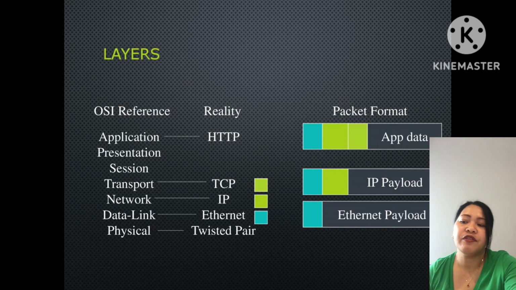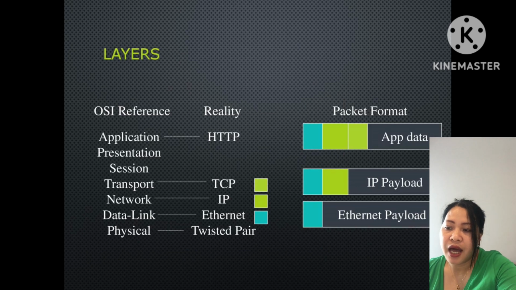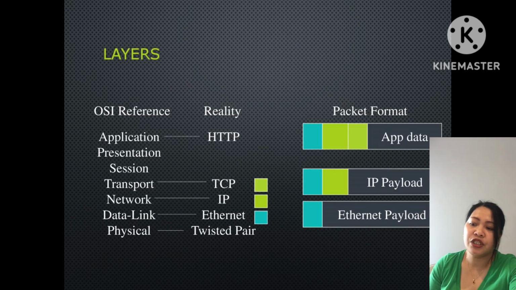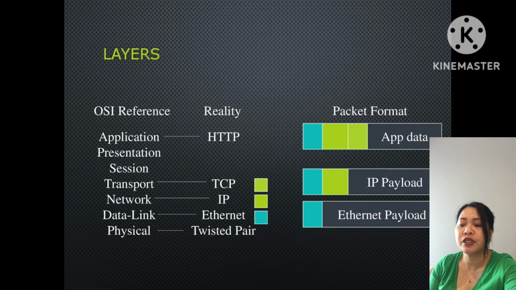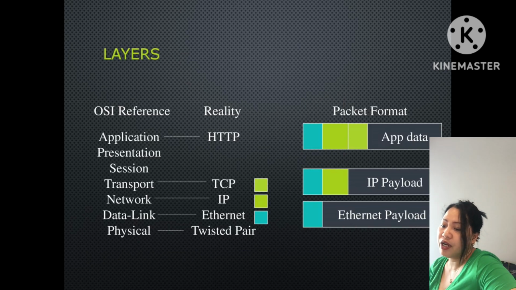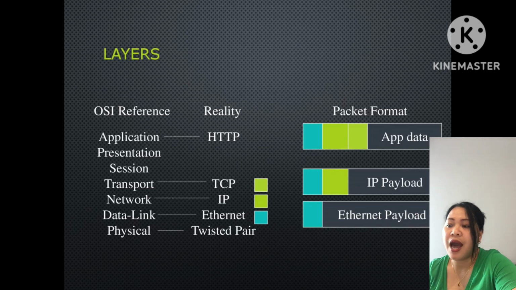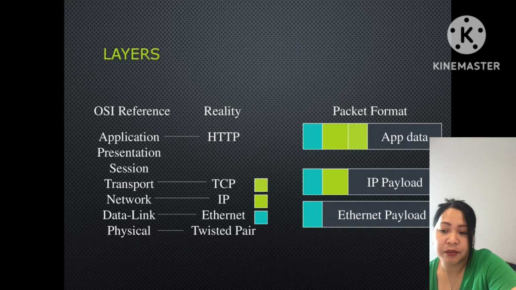Layers: OSI is the reference, but reality has different packet formats. OSI has application, presentation, session, transport, network, data link, and physical. Reality is HTTP, TCP, network IP, data link Ethernet, and physical twisted pair. Packet format: app data, IP payload, Ethernet payload.